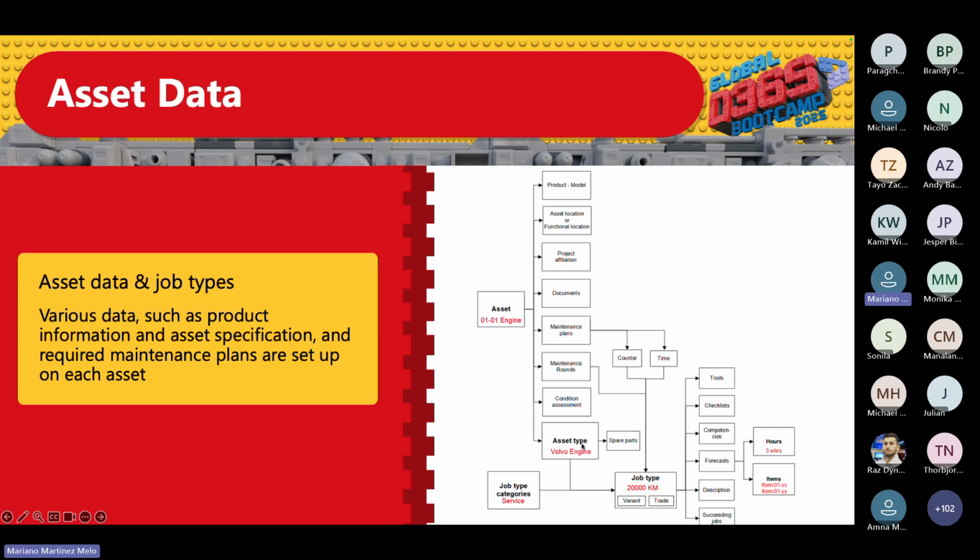an asset type, which is the main part of the asset, which we are going to see if this is an engine, a truck, or different components, and based on that, we're going to categorize the shops that we are going to use. Maintenance plans are going to be associated with the asset as a counter, or for example, time.